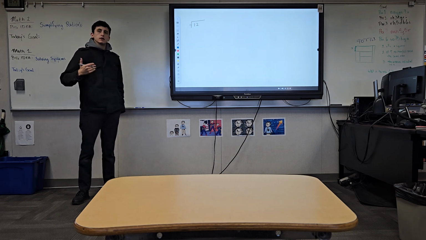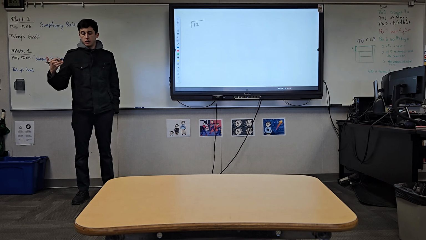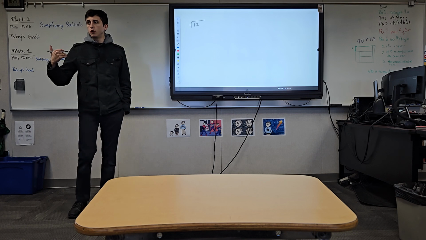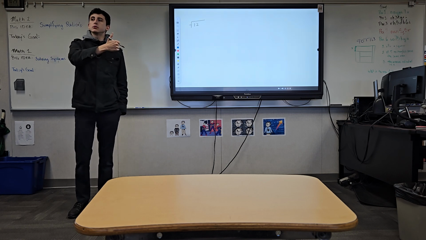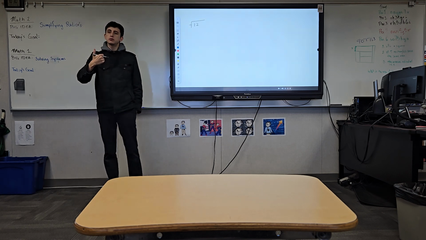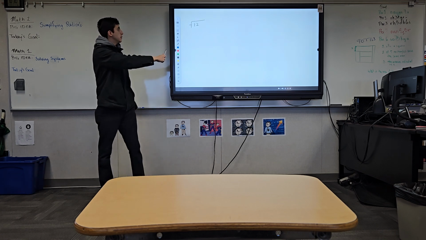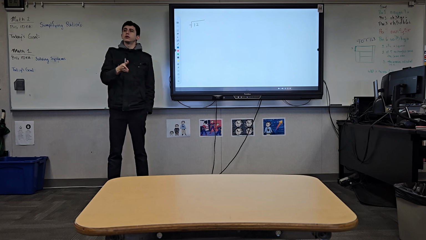The square root of 12 is somewhere in between the square root of 9, which is the next smallest one that's whole, and the square root of 16, which is the next biggest one, right? So it's somewhere between the square root of 9, which is 3, and the square root of 16, which is 4. So this number is somewhere in between 3 and 4.